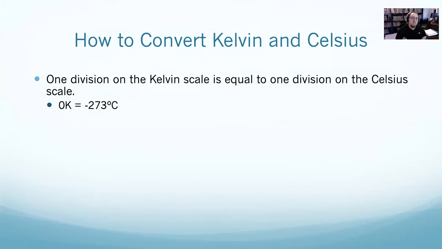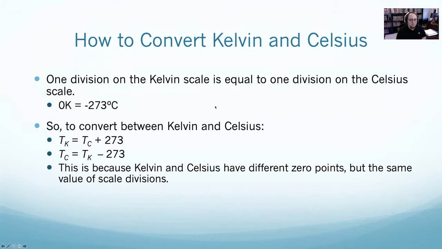And the conversion between Celsius and Kelvin is that 0 Kelvin equals -273 Celsius. And so to convert between Kelvin and Celsius, you simply add or subtract 273. To go from degrees Celsius to Kelvin, you add 273. To go from Kelvin to Celsius, you subtract 273. Now, for the most part in this class, if you always work in Kelvin, you will be fine. But we will have equations where you can work in Celsius.